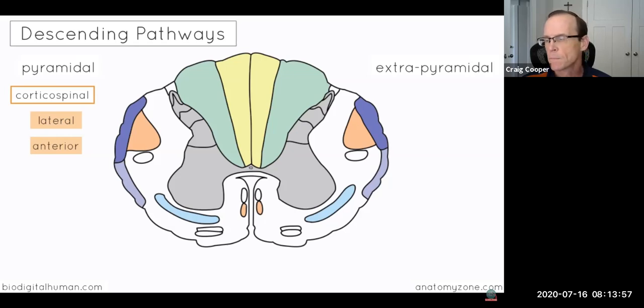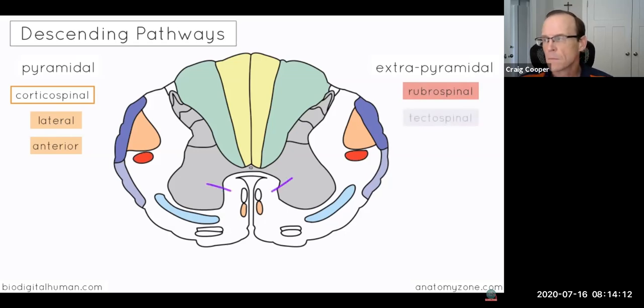So just to cover some of the extrapyramidal tracts, you've got the rubrospinal tract, which I've highlighted in red. So this originates in the red nucleus of the midbrain tegmentum and is responsible for limb flexors.